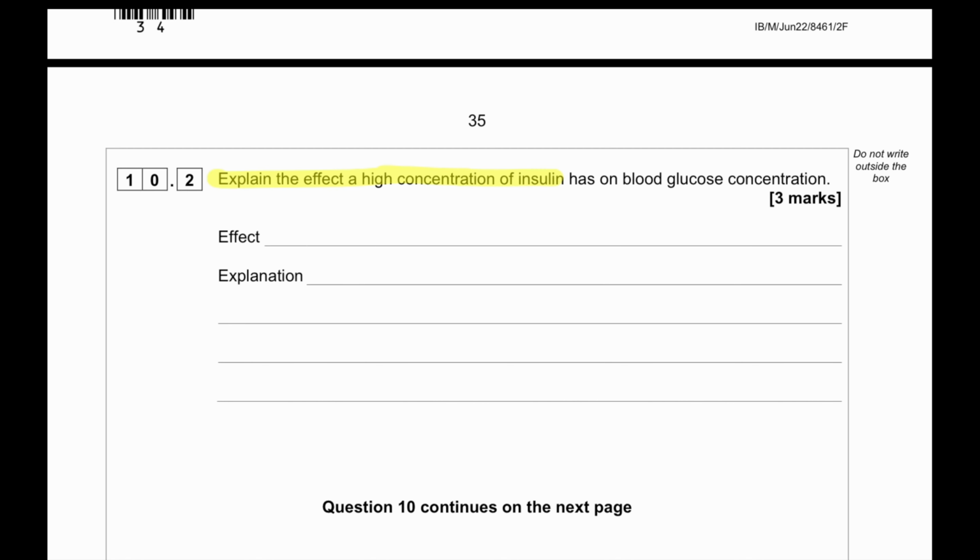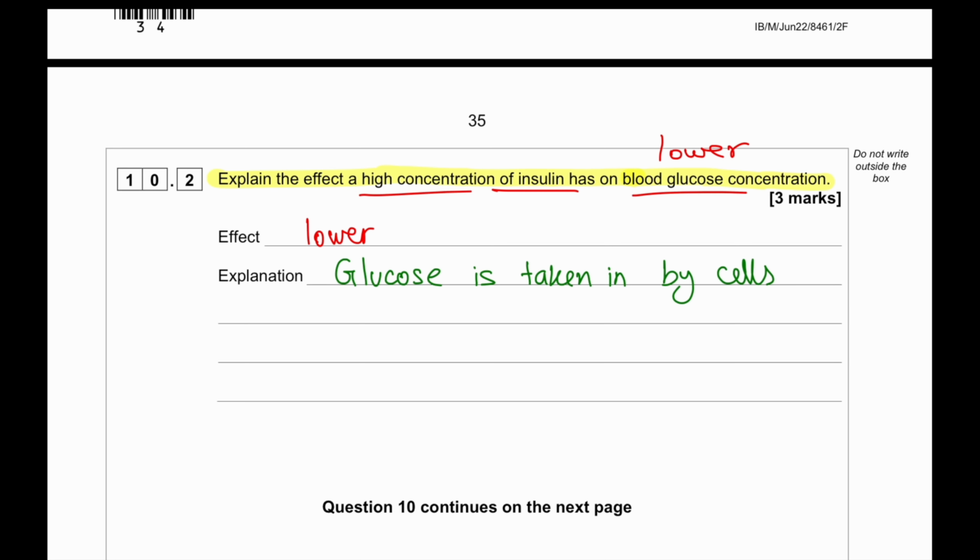Explain the effect that a high concentration of insulin has on blood glucose concentration. So, effect: high insulin concentration will lower blood glucose concentration. The effect will be lower. And the explanation will be glucose is taken into the liver cells or muscles, or glucose is taken up by cells. Generally, any one of those points will be okay.